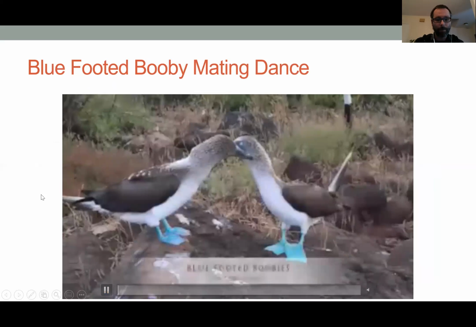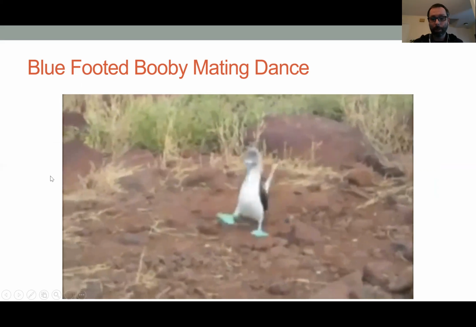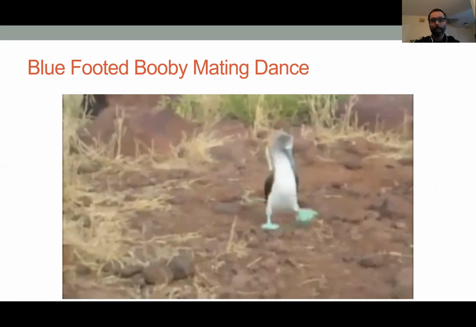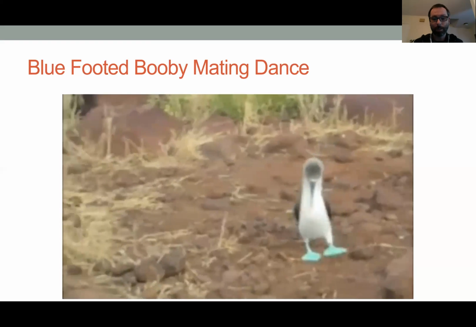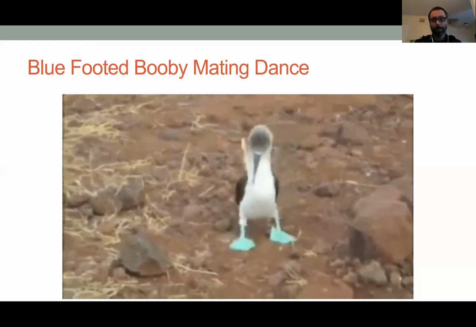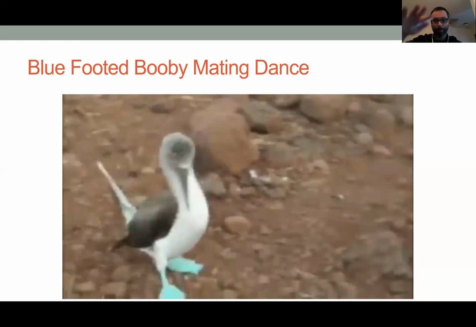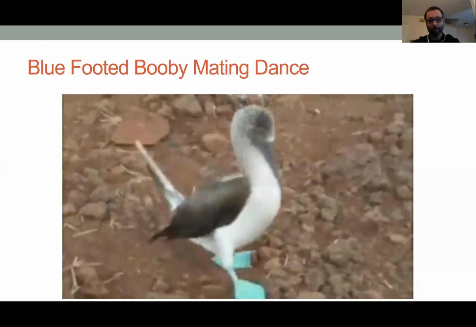But here we have a male blue-footed booby. He is on the lookout for females and he has spotted one. So he's on his way over to go try to impress her with his dance. Now you'll already start to notice he's doing something a little weird with his feet. That's part of the dance. They lift their feet up in this very exaggerated manner.